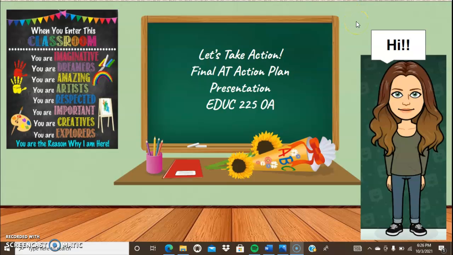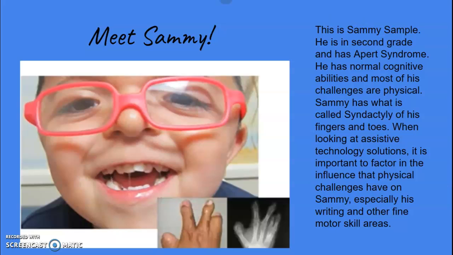Moving on to the most important part of this presentation, we will meet Sammy. This is Sammy Sample. He's in second grade and has Apert syndrome. He has normal cognitive abilities, and most of his challenges are physical. Sammy has what is called syndactyly of the fingers and toes. I've included a picture example that we have been provided with throughout class just to show what Sammy's hands look like, just to give an idea of assistive technology that could help him in the classroom.